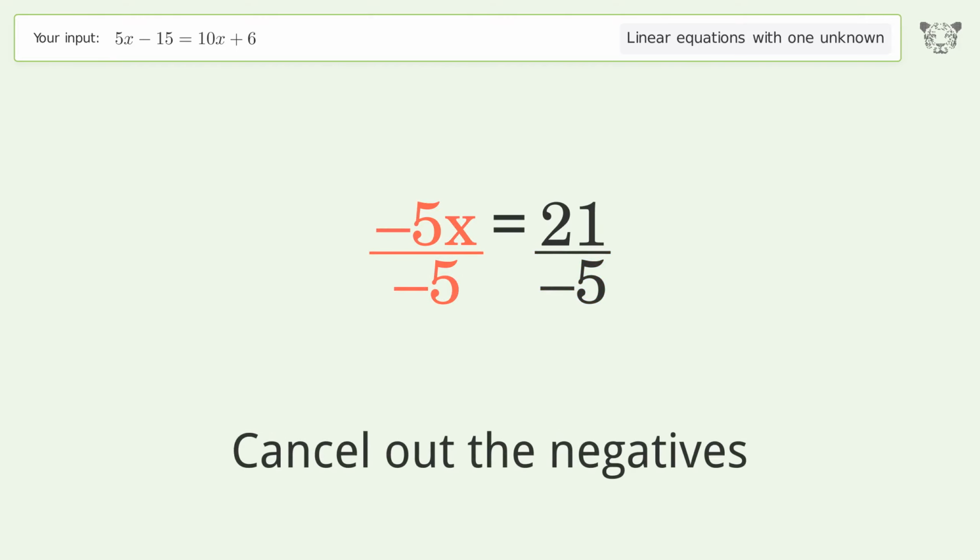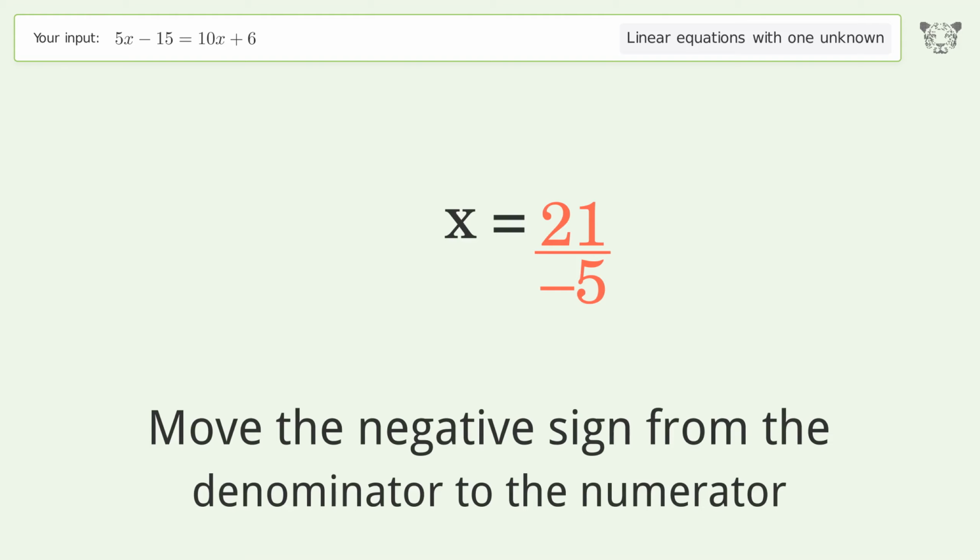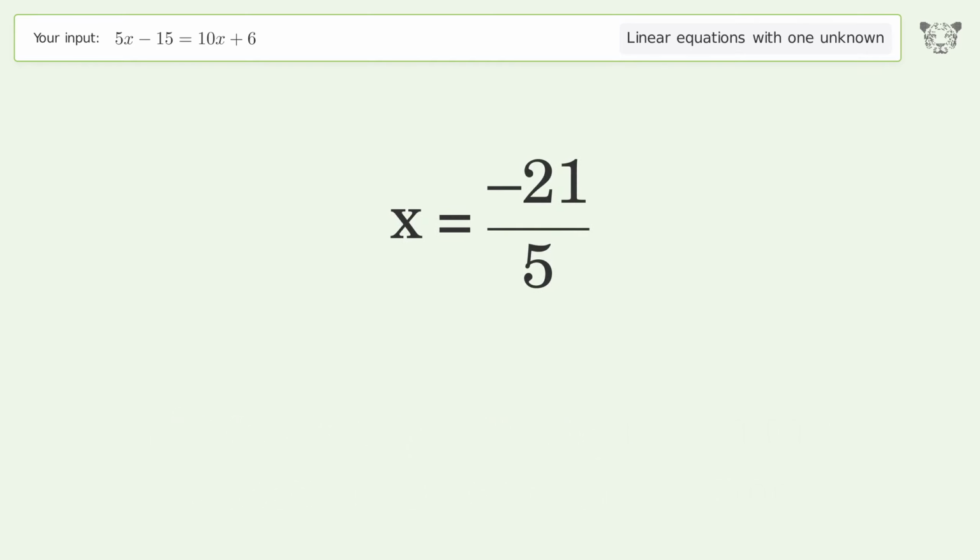Cancel out the negatives. Simplify the fraction. Move the negative sign from the denominator to the numerator. And so the final result is x equals -21/5.